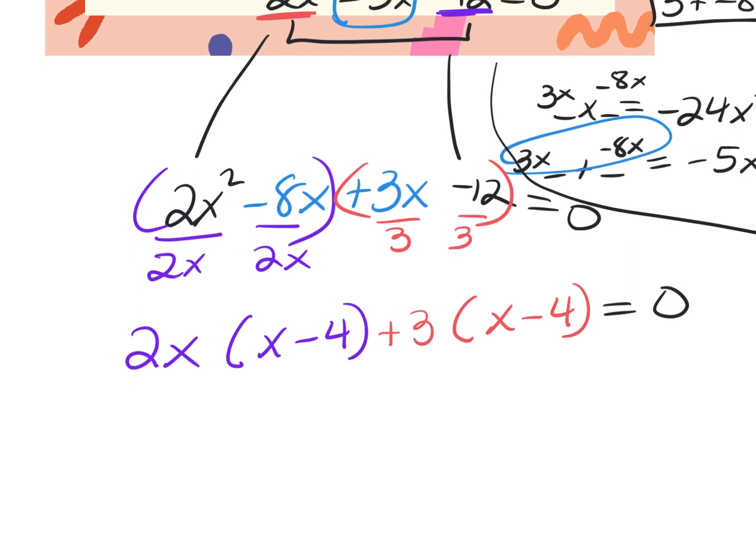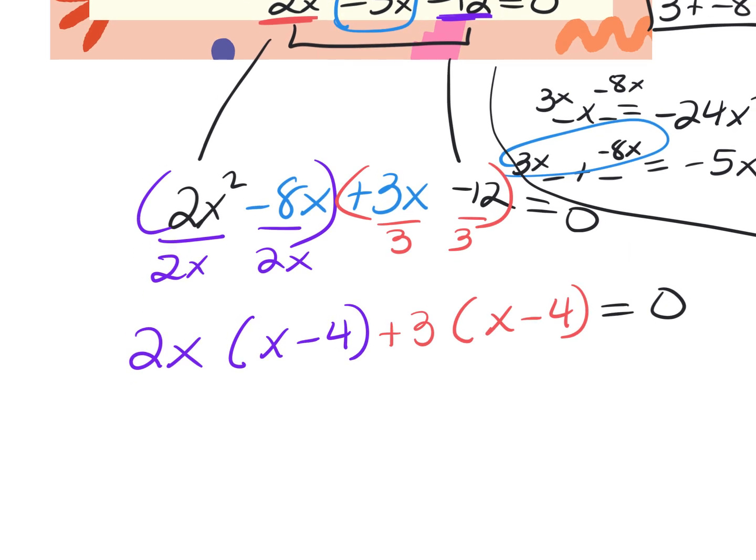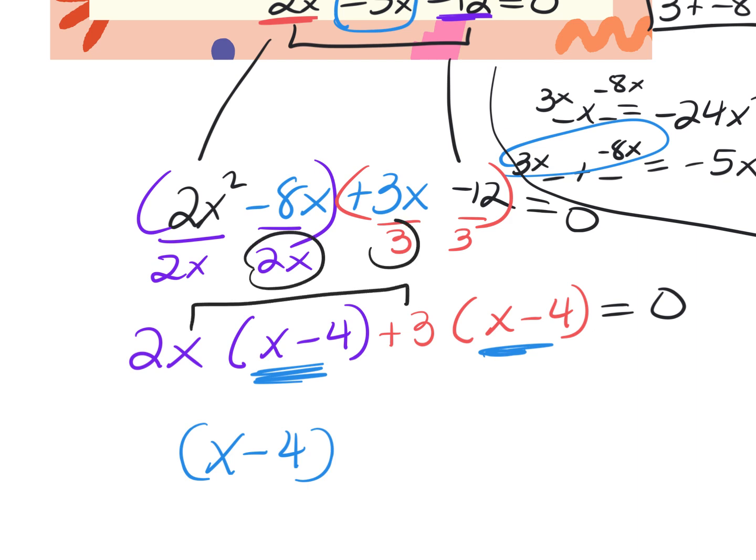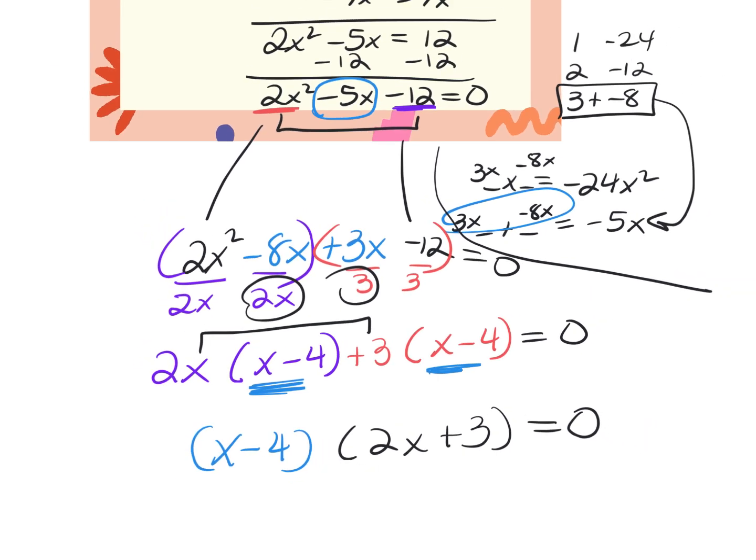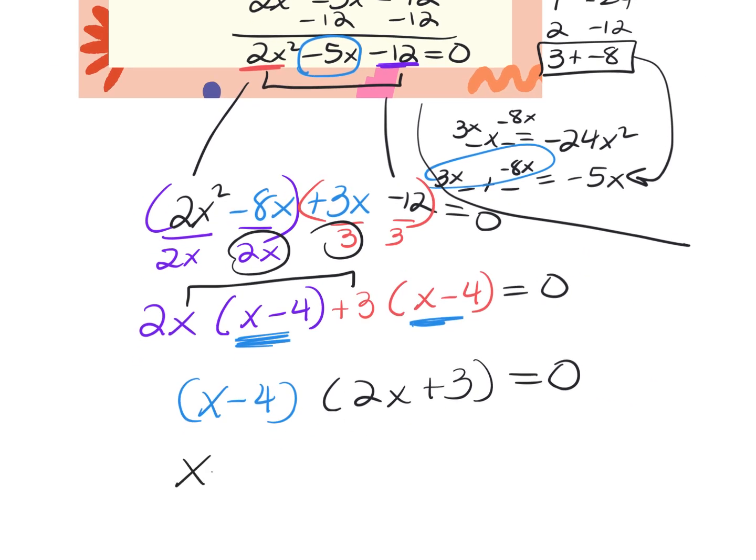Now that I've factored it, when you do this factor by grouping, these two answers that you got after you divided need to be the same. If they're not the same, then you've done something wrong or it cannot be factored. So I write down the x minus 4, which is now in common, and then I take these two GCFs that I just divided by, and then they create my second binomial. And now I'm going to set each one of the binomials equal to 0. So x minus 4 equals 0. 2x plus 3 equals 0.